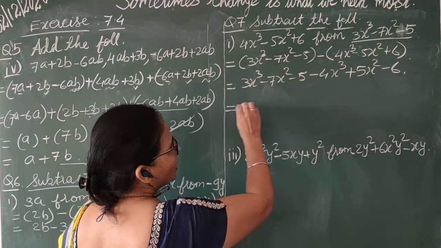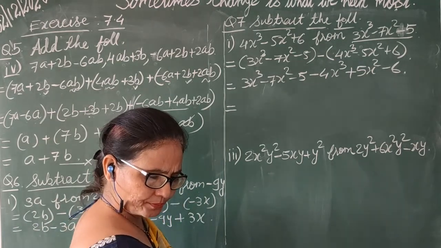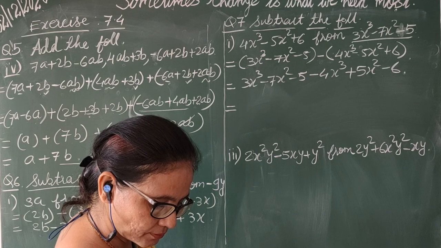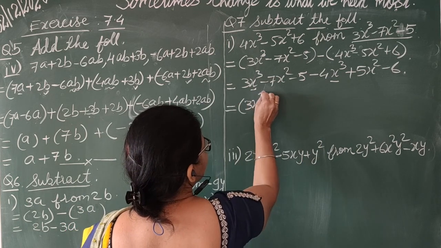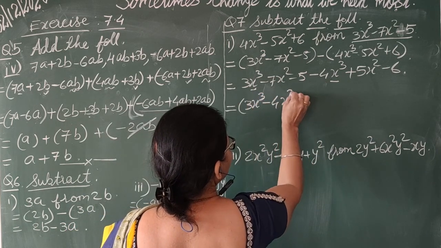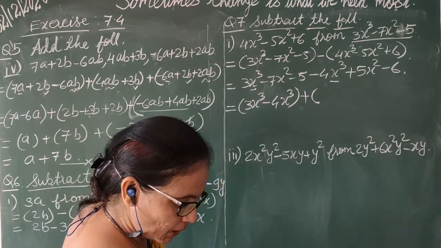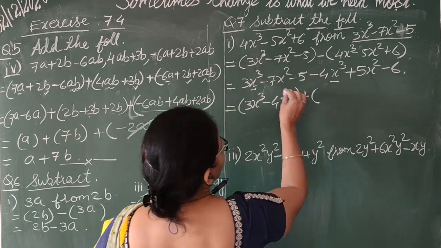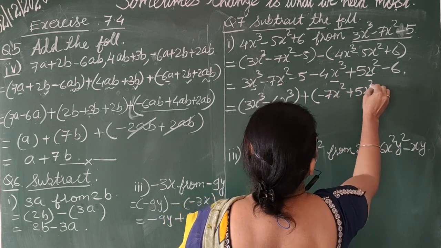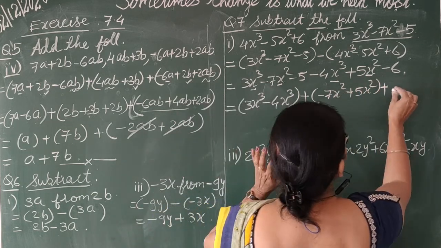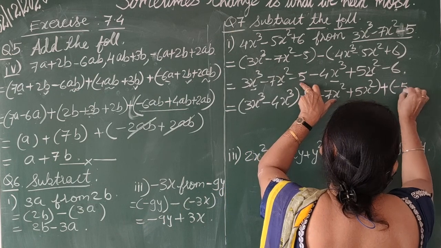Now you know children, you have to collect the like terms. Okay, now let's collect the like terms. See, x cube and here x cube. So you can write like this, 3x cube along with the same sign. The sign will not change, remember. And here you can always make plus, nothing happens. Now see, x square and x square. So here it will be minus 7x square plus 5x square. Again take plus here when you collect the like terms. Now here minus 5 and minus 6.